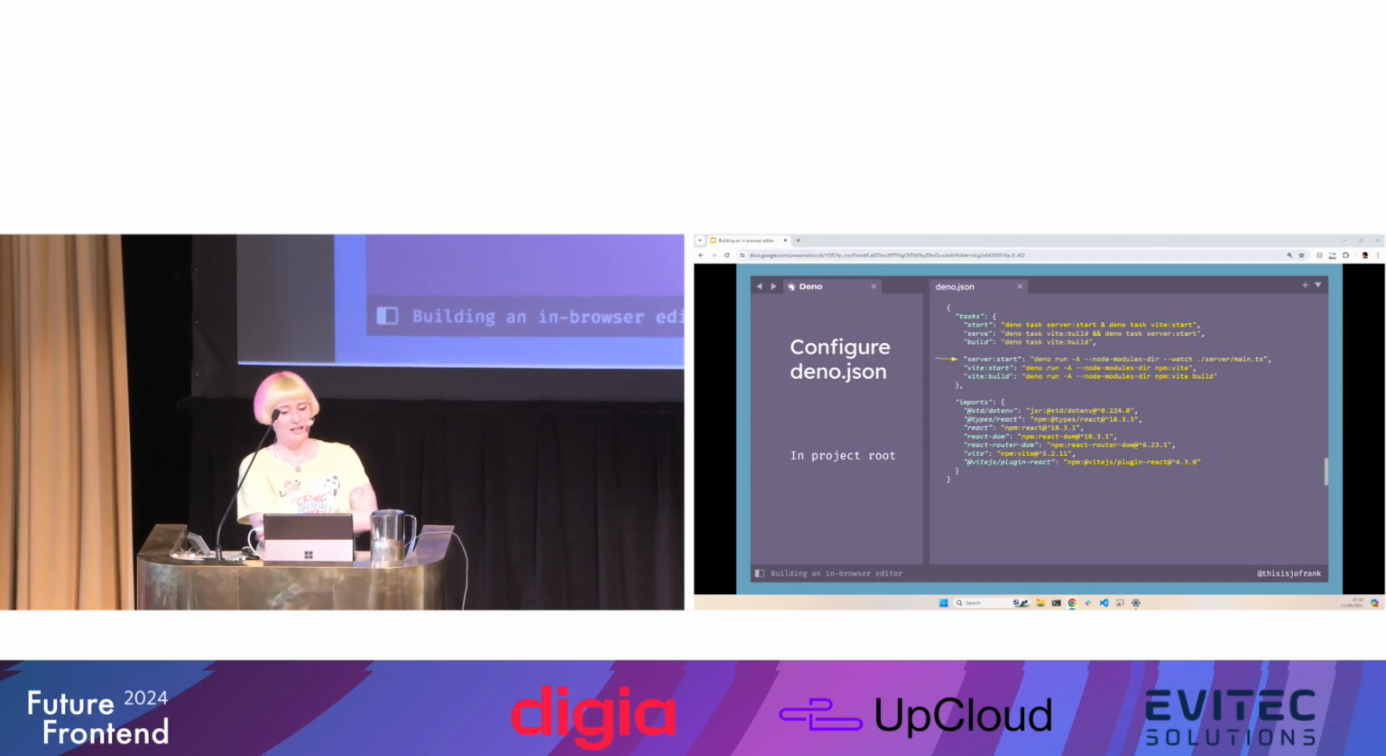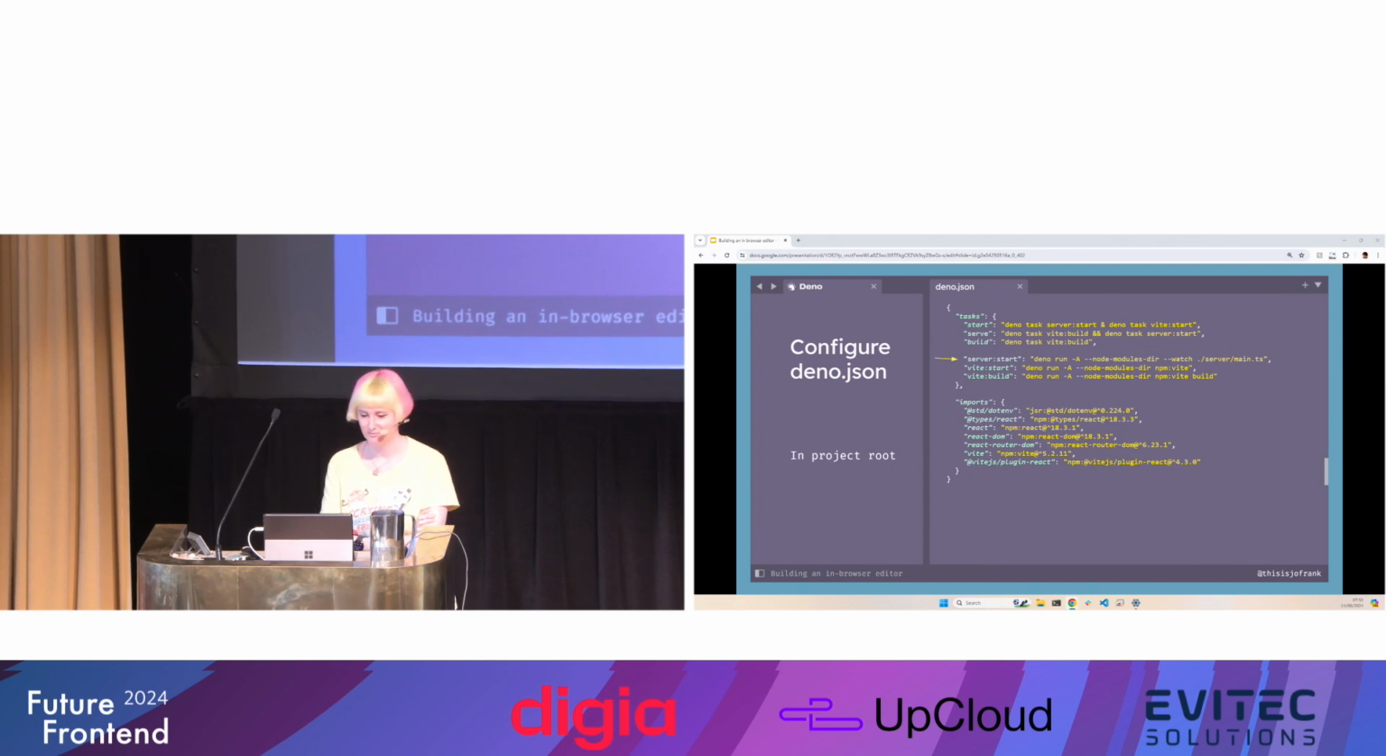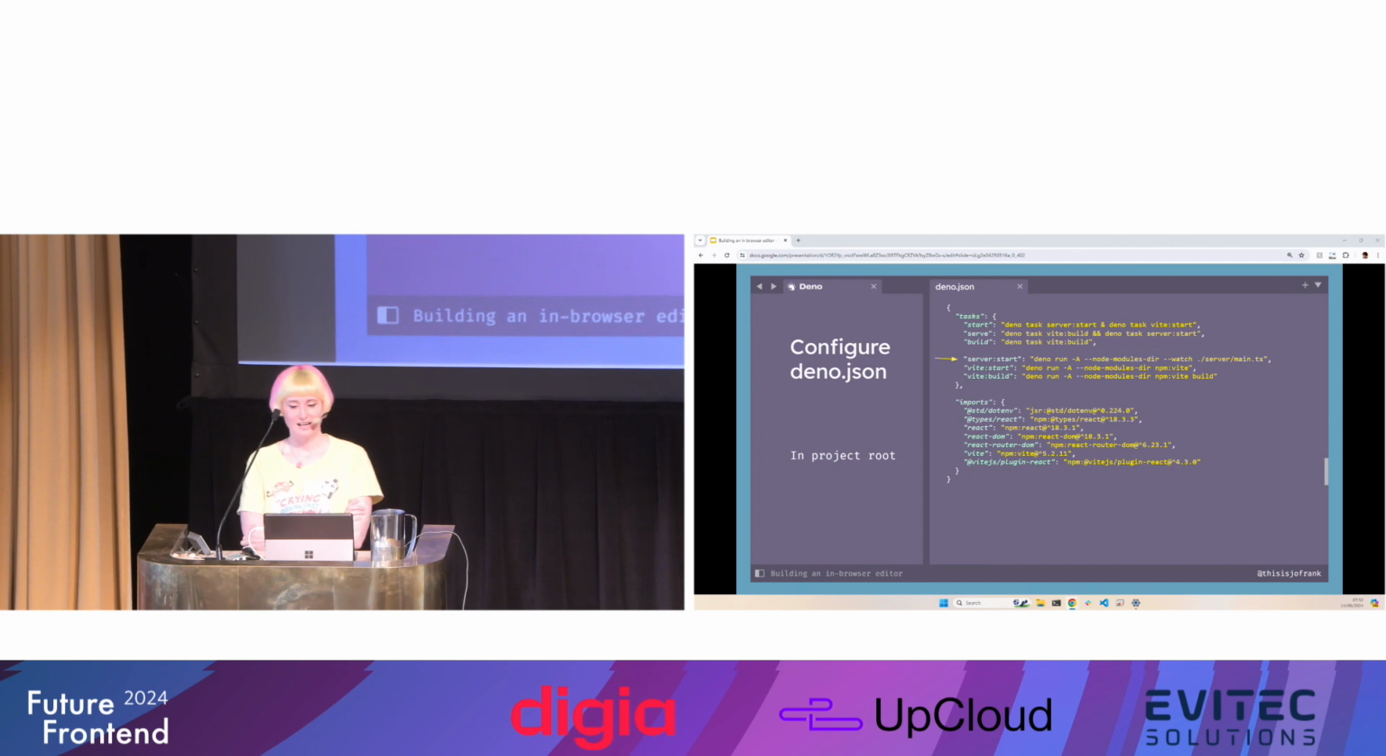So we have also a main TS file in our server folder, and we're going to add a task into our Deno JSON that is going to start that main TS file. And then when we deploy, we're going to use our Deno server-side app to host the backend API that is going to be called by our React app.